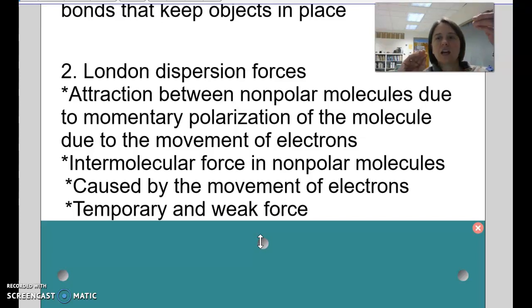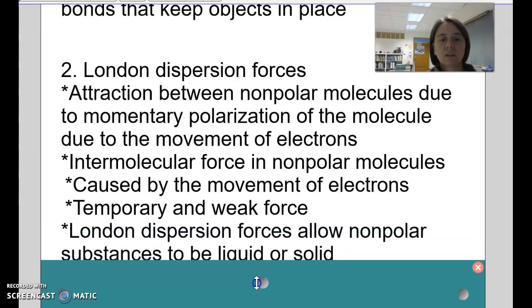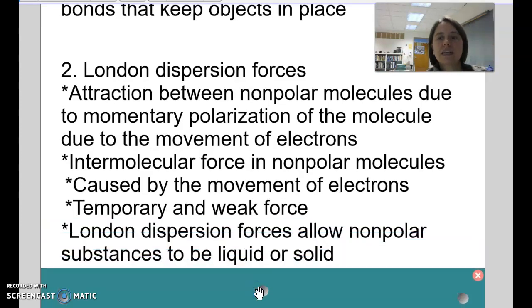But what we know is that it'll form here and then break. It'll form here and then it'll break. It'll form here and it'll break. And there's enough of it going on in the whole substance that it makes a difference. And what does it make a difference about? Well, it allows nonpolar substances to be liquid or solid.